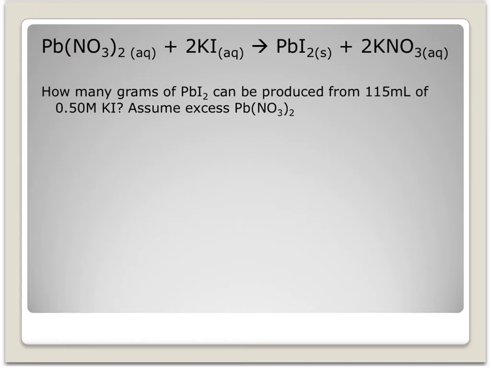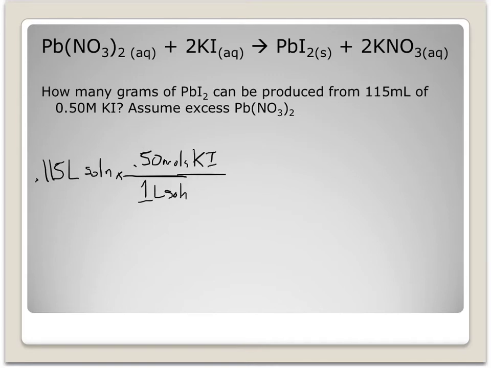Welcome back. I'll buzz through this one pretty quick for those of you who are checking your answer, and those of you who are following along at home should be able to see what I'm doing. So we have 0.115 liters of our solution. Let's call it solution. And there is 0.50 moles for every 1 liter of solution. And that is moles of KI. Okay, and liters of solution cancels out liters of solution. So liters of solution is a better label than liters of potassium iodide.